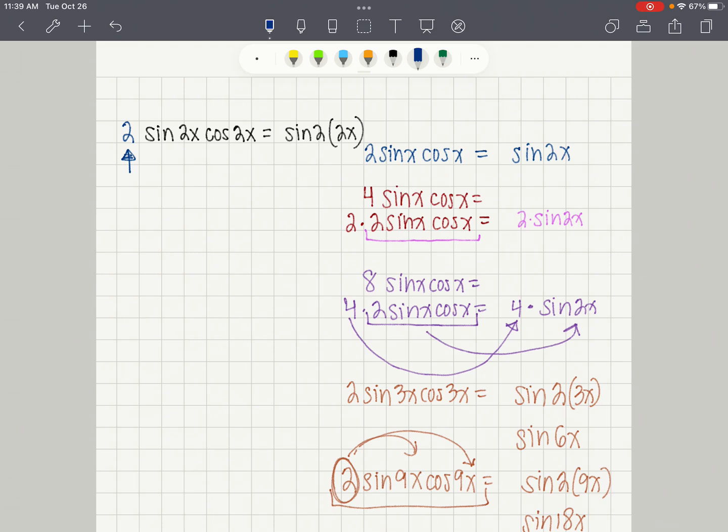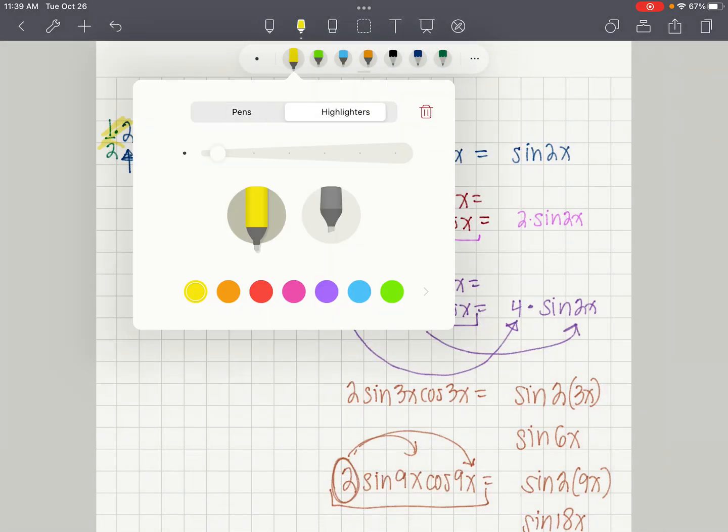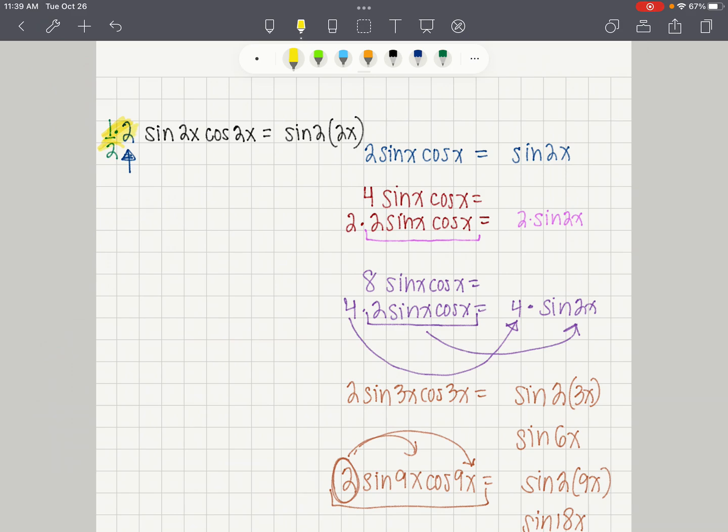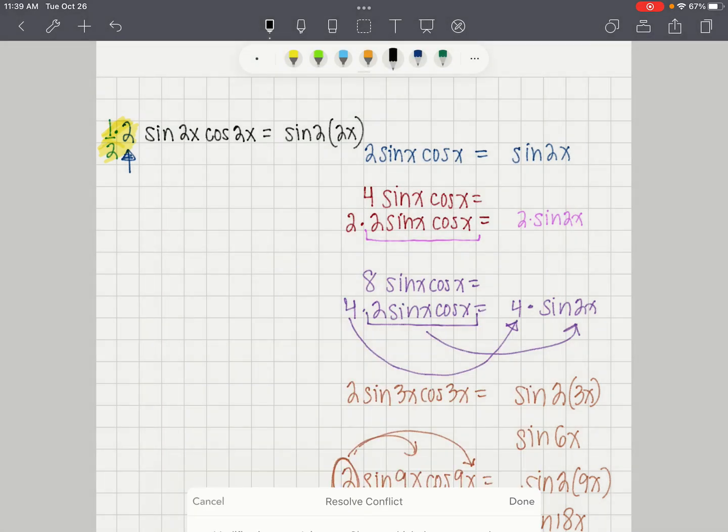So what I'm going to do is make it look like a 2 by multiplying by 1/2 and by multiplying by 2. This way, I'm really just multiplying by 1 right here. So I've got 1 still times the sine of 2x, cosine of 2x, but I've made 1 look a little differently.